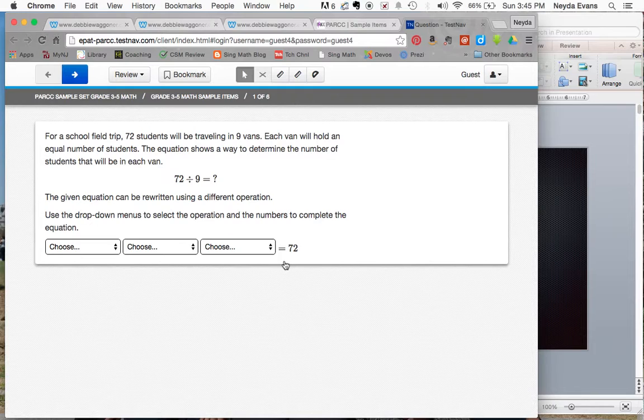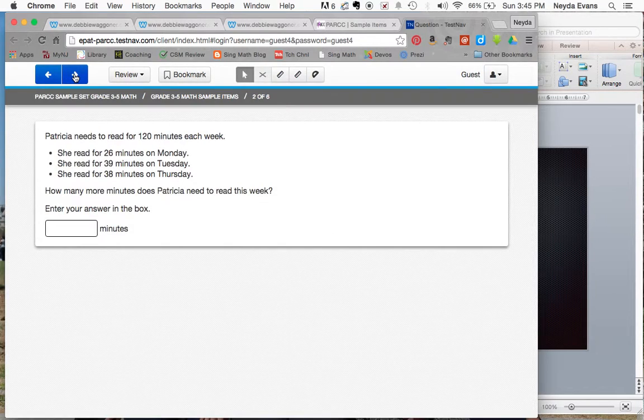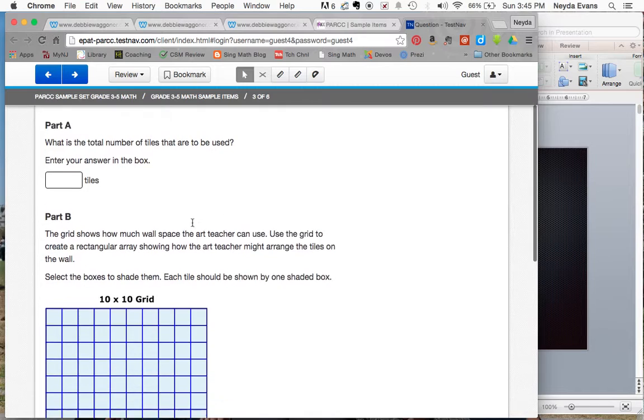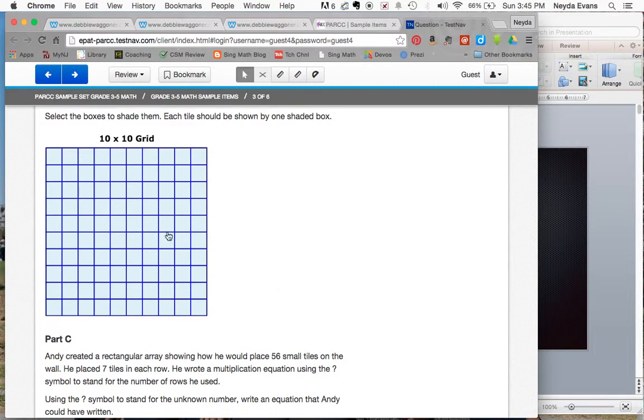And this is 3rd through 5th grade sample items. You know, really information they have to be able to find. Let's go to the next one. Here we go. More information. Solve the answer. Put it in there. Now we've got a part A, part B, where they have to model. Select the boxes and shade them.